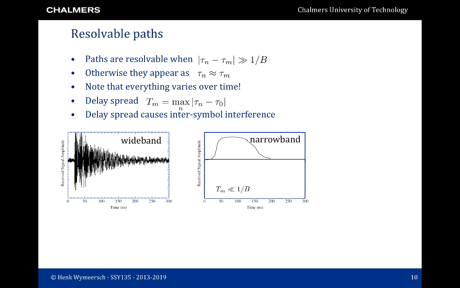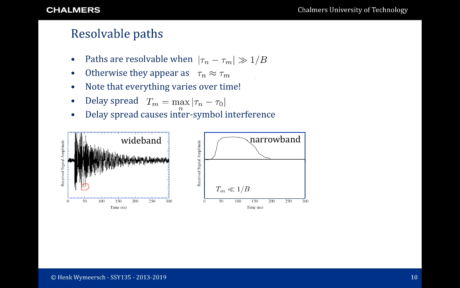The difference between narrowband and wideband communication can also be seen in terms of what is called resolvable paths. We say that two paths are resolvable when their difference in terms of their time is much larger than 1 over the bandwidth. So in the figure here on the left side, all the paths here are resolvable from the environment. So the communication is such that the bandwidth is so large that each individual path is resolvable. So here, for instance, we see two paths that are arriving with only a few nanoseconds difference in delay. They are resolvable because my bandwidth is extremely large here, on the order of multiple gigahertz.